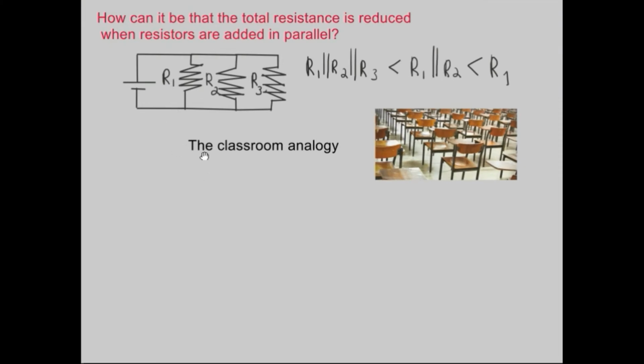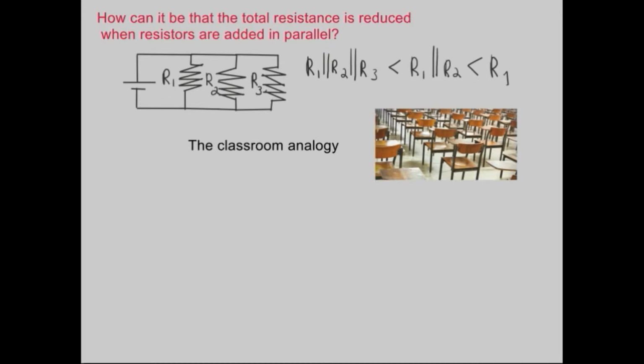Have you ever wondered how it can be that in a parallel circuit the total resistance is reduced when resistors are added in parallel? For example, take this circuit. If you had just R1, the total resistance would be bigger than if you had R1 and R2 in parallel. And the equivalent resistance of R1 and R2 in parallel is bigger than if you had R1, R2 and R3, all three resistors in parallel. Let's try to make an analogy in order to better understand this behavior.